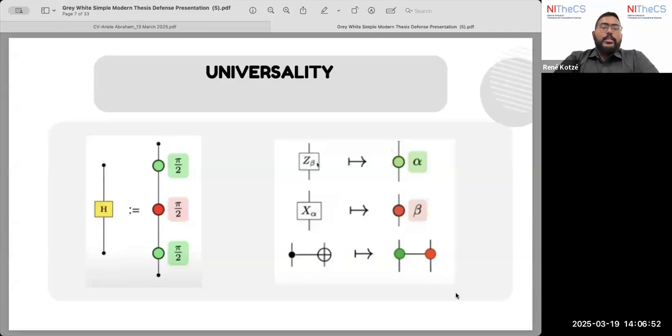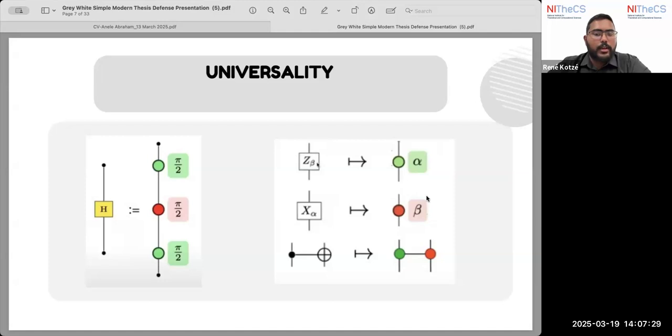So a universal set of gates for quantum circuits is the Z rotation, the controlled NOT gate, and the Hadamard gate. It turns out that your Hadamard gate, given by this yellow box with an H in it, can be decomposed in terms of Z rotation and X rotation as given by the diagram on the left. It's also clear that our Z and X rotations can be written in terms of spiders as simply a spider with one input wire and one output wire and a phase alpha and beta.